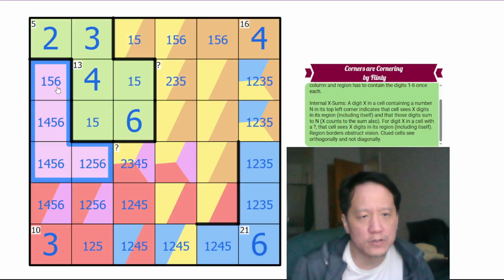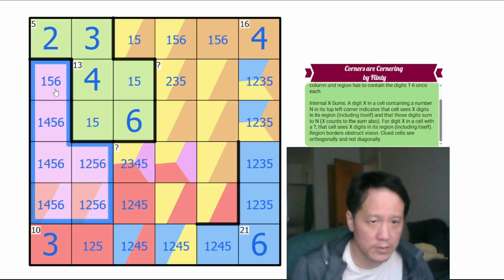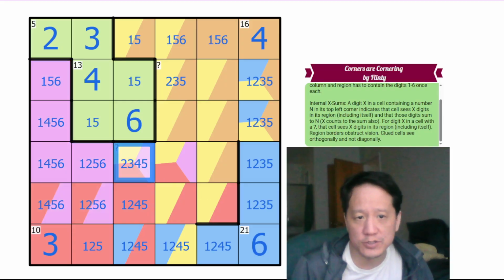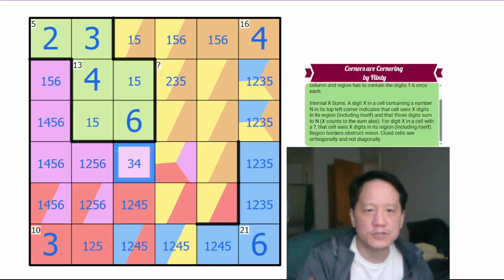Pink is here. Pink needs access to a 3, and it cannot get access to a 3 if all of these are pink. So it must go to here. So this is pink. This sees either 3 or 4 digits, right? It sees 3 this way, or it sees 1 this way, and it sees 3 guaranteed here. It could see another one here. So this is 3 or 4.